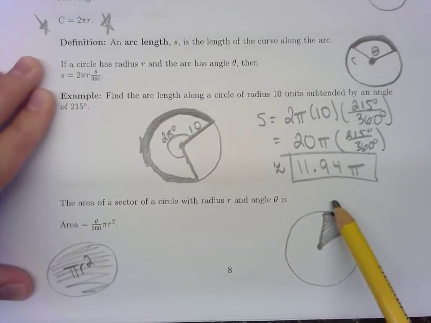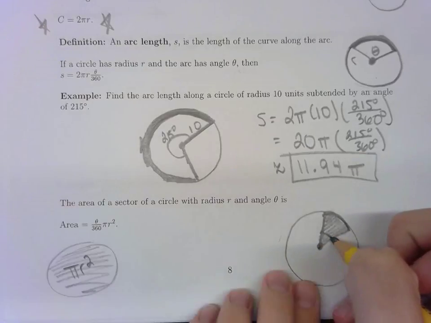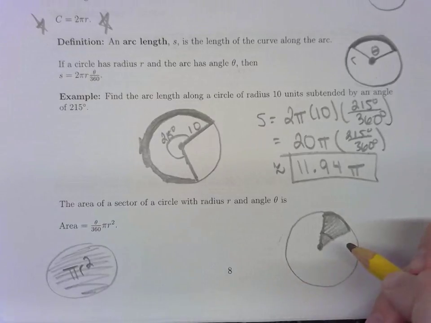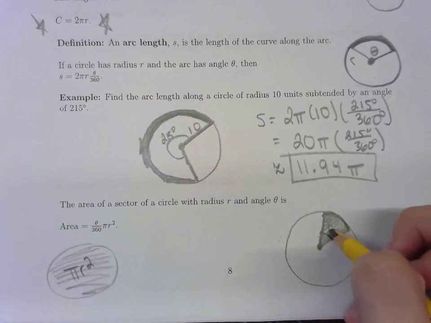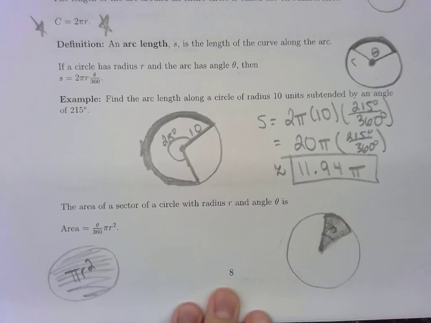So again, the area of a whole circle is pi r squared. But we just want this portion of the circle, this portion here. The ratio is whatever your angle theta is over 360 times the whole thing, which would be pi r squared.